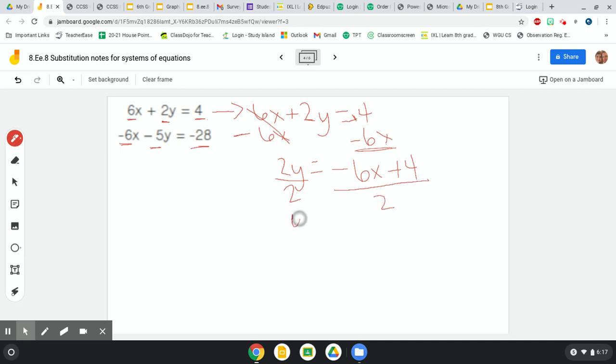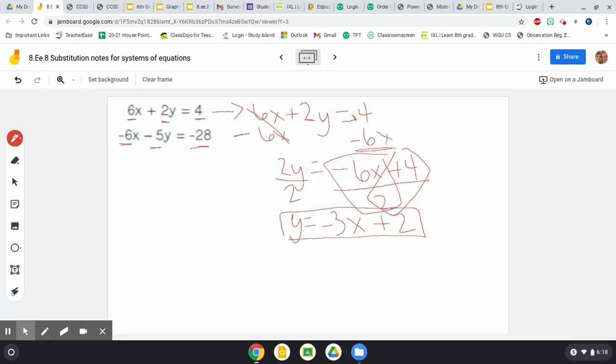But I have to divide this entire side by 2 to keep things balanced. So here I have y equals, and then I'm looking at negative 6 divided by 2. Well, that gives me negative 3. And it still has an x, so that's negative 3x. But then I also have to take this positive 4 divided by 2. Well, that's going to be a positive 2. Okay, so now I have this equation that I'm working with. So all I did was just solve that for y.